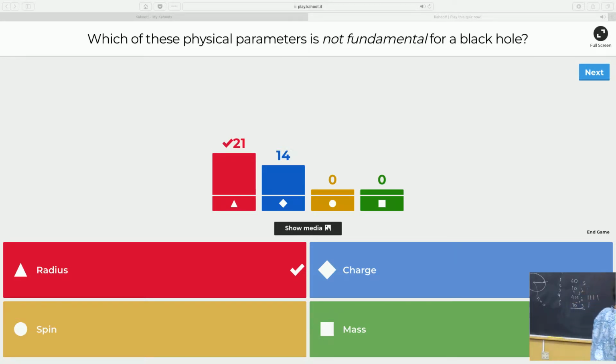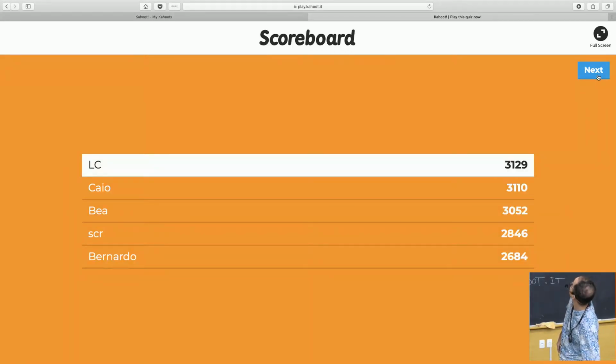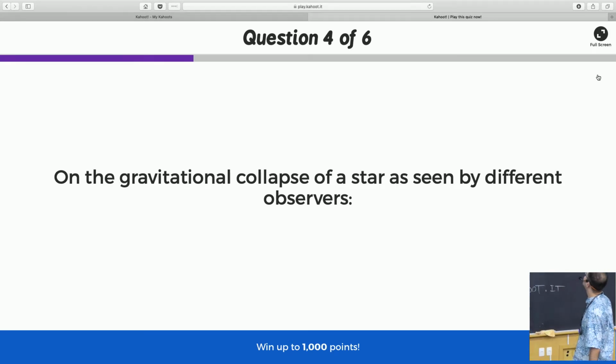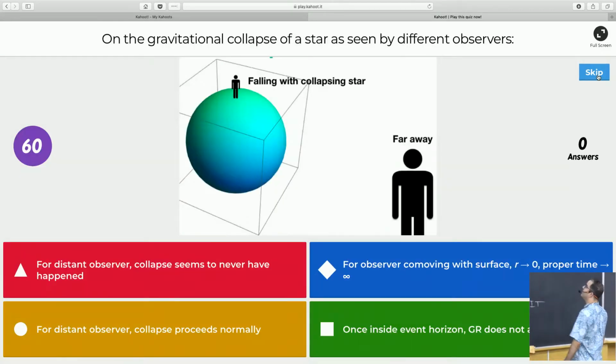Okay, it's not fundamental. From a theoretical point of view, the radius is derived from the other parameters. In astrophysics, charge is not really important, but in general, this one is tricky.